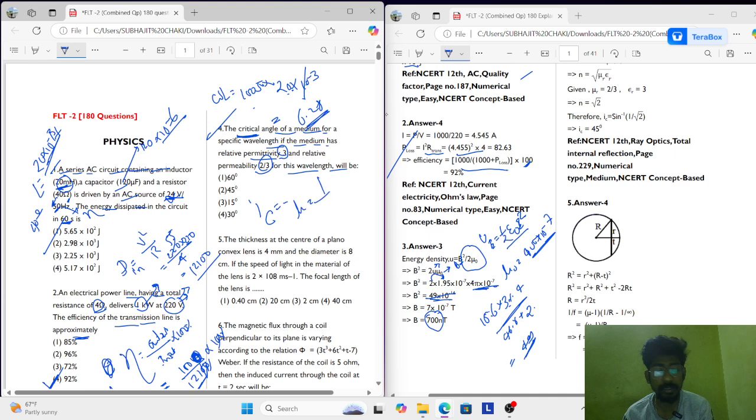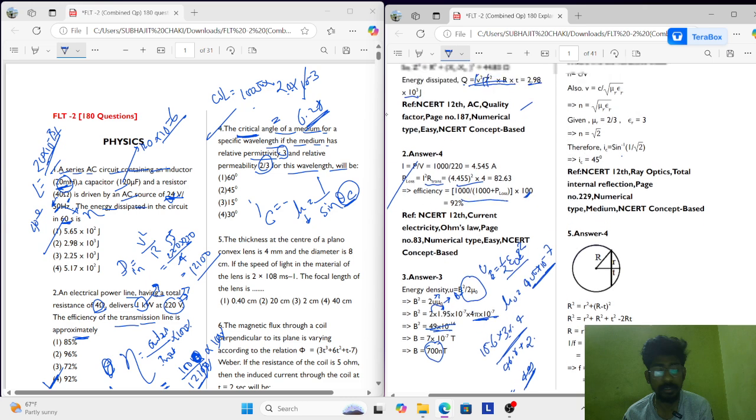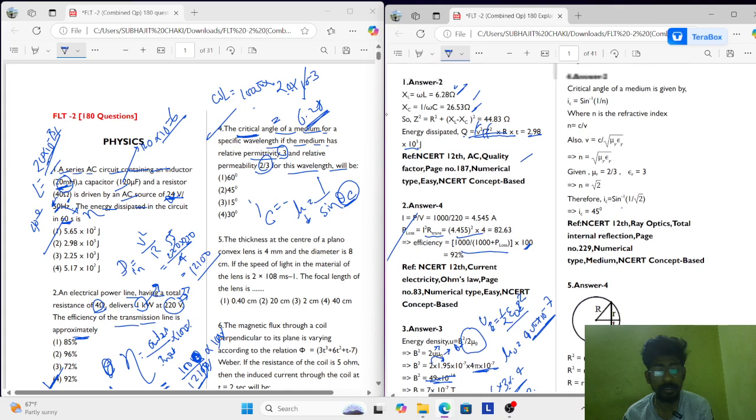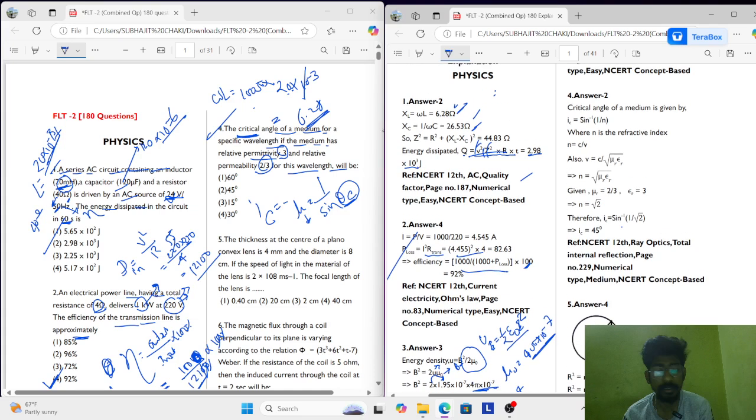Mu equals 1 by sine theta c. You do know this. Mu is what? Refractive index, right? Refractive index, this is the formula I told you. So this is the formula, this is n or mu, refractive index.